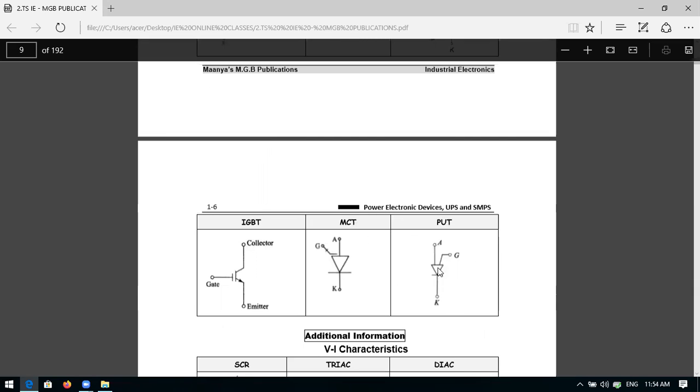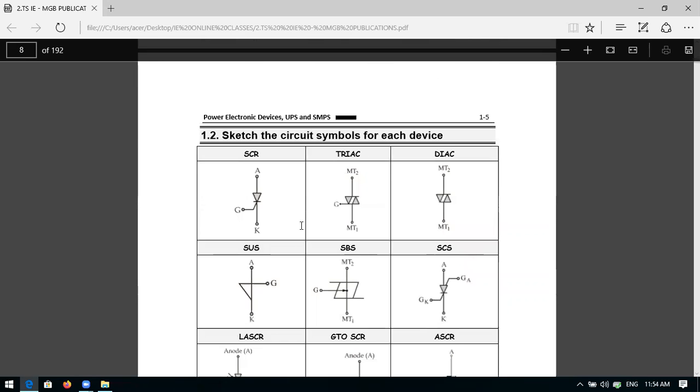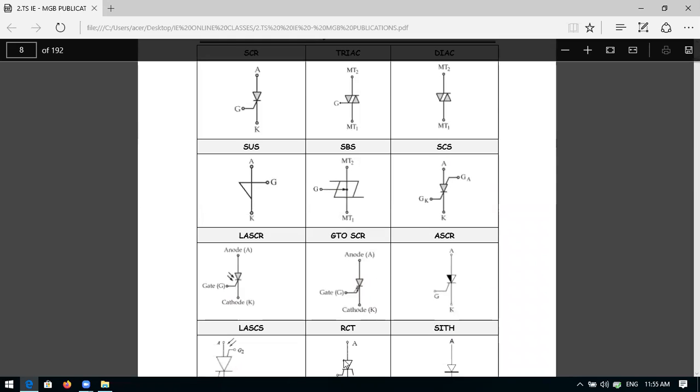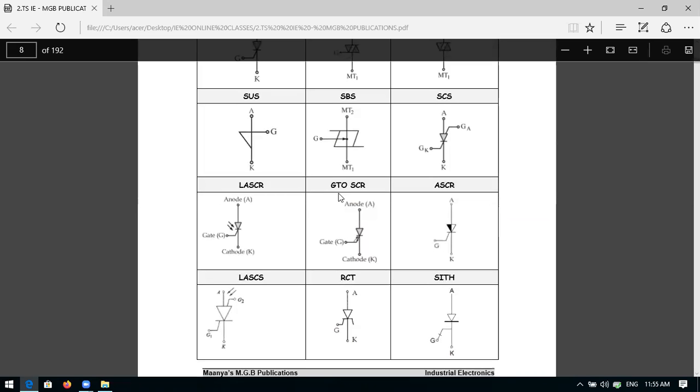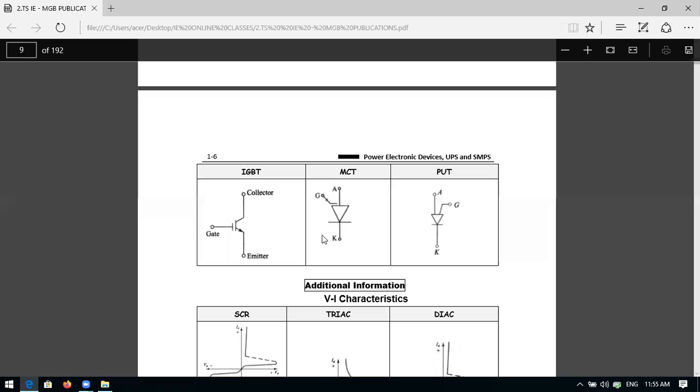Not that much of PUT and MCT is in our syllabus, but IGBT is present. IGBT is important. Among these devices, SCR, TRIAC, DIAC, SCS, SBS, LASCR, ASCR, LASCS are very important. RCT, SITH and MCT, PUT is not there, but IGBT is present. So these are the major devices or components in the power electronics or thyristor family. Okay, is it clear?